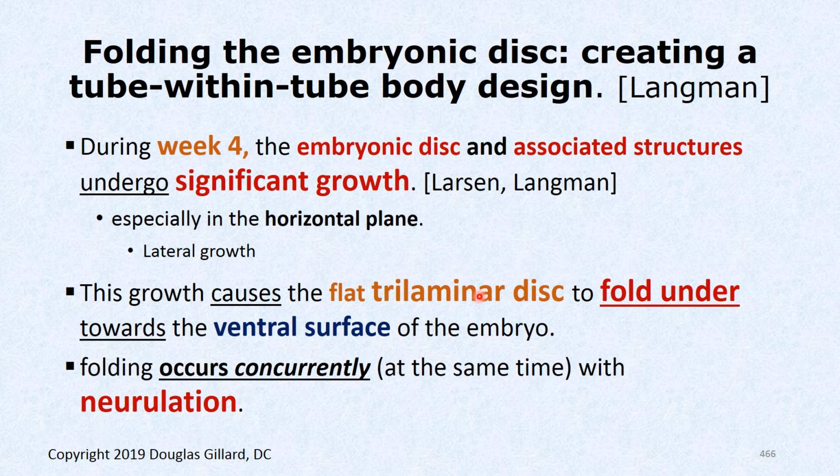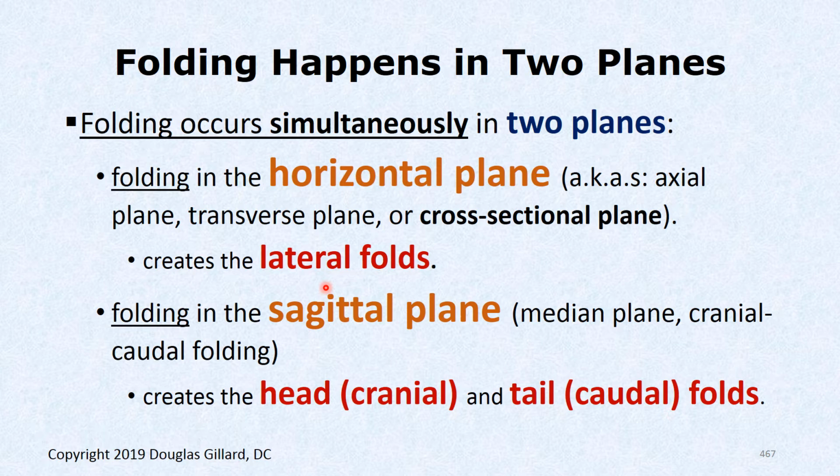Let's get started on this video. So, folding of the disc, creating a tube within tube design. During week 4, the embryonic disc and associated structures will grow like crazy, especially in the horizontal plane. They grow laterally out from the midline. And this causes our flat embryonic disc to get bent under, or fold under, toward the ventral surface of the embryo. While this is going on, we already talked about neurulation, but neurulation is happening at the same time. Folding happens in two planes, the horizontal and the sagittal plane.